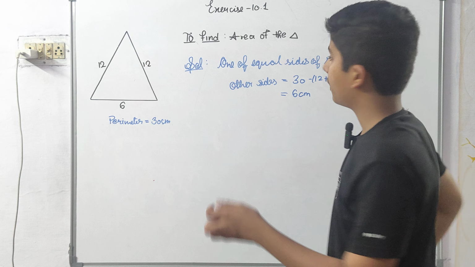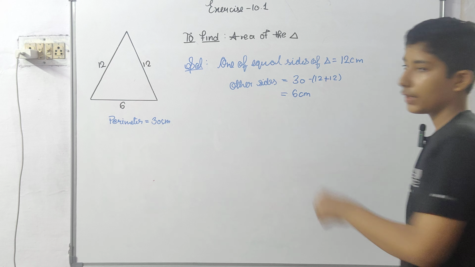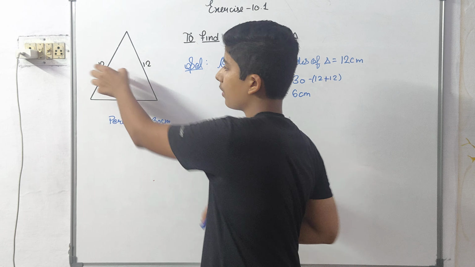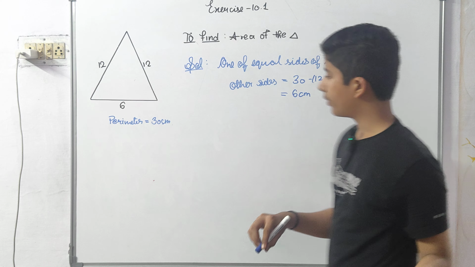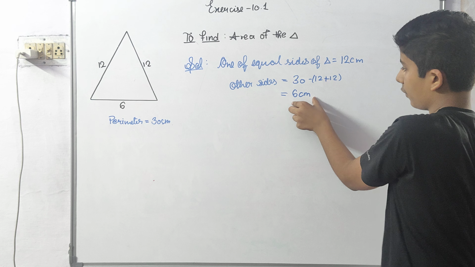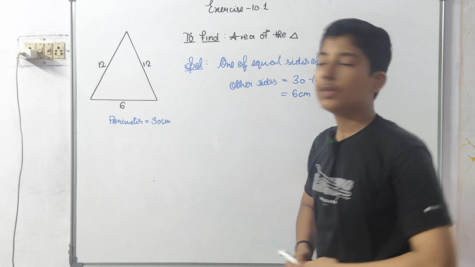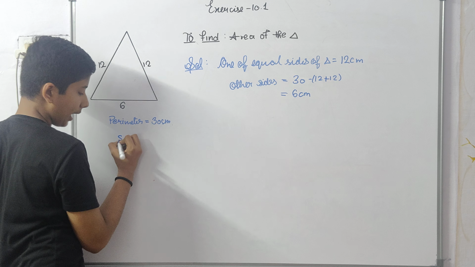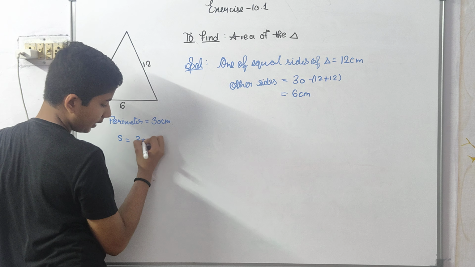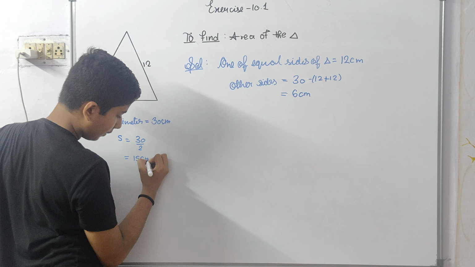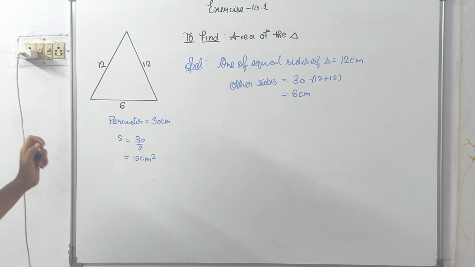So how have we done this? One of the equal sides of the triangle is 12 centimeter. Means if this is 12, this would also be 12. So 12 plus 12 is 24. So 30 minus 24 would be 6 centimeter, which is the last side. Now S would be 30 divided by 2, means 15 centimeter.